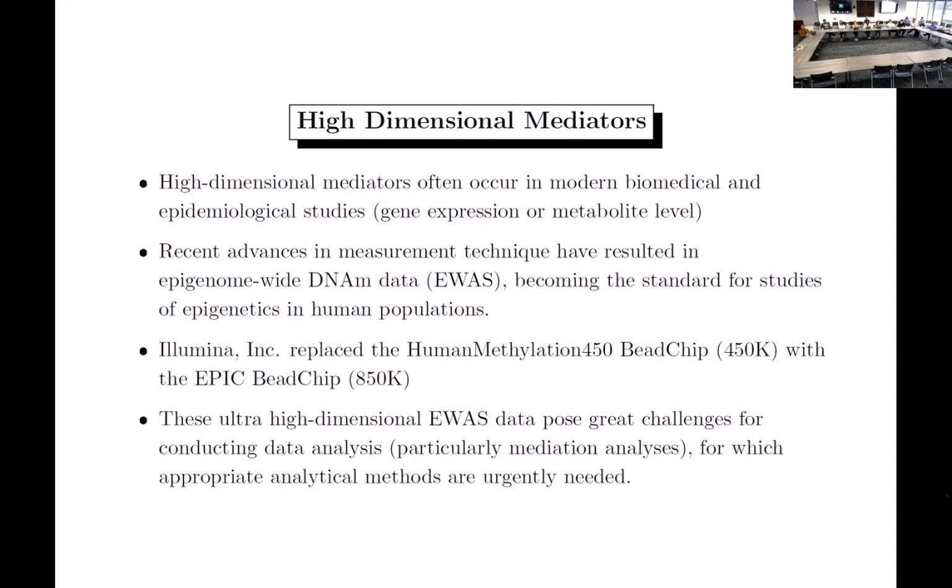Recently, Illumina has a new array called the EPIC array, which can profile 850K DNA methylation markers. That's almost double the previous one, the Human Methylation 450K BeadChip, which can handle 450K. So you can see the dimension becomes higher and higher, and this ultra-high-dimensional EWAS data poses great challenges for conducting data analysis. Basically, we need a more advanced method to handle this data analysis.